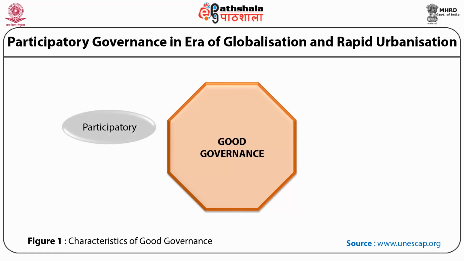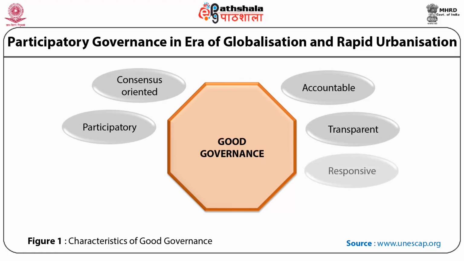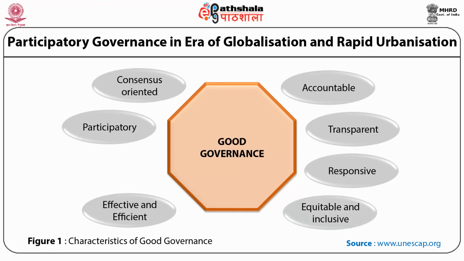It is participatory, consensus-oriented, accountable, transparent, responsive, effective, efficient, equitable, and inclusive, and follows the rule of law. It assures that corruption is minimized. The views of minorities are taken into account, and the voices of the most vulnerable in the society are heard in decision making. It is also responsive to the present and future needs of the society. These 8 characteristics are displayed in Figure 1.